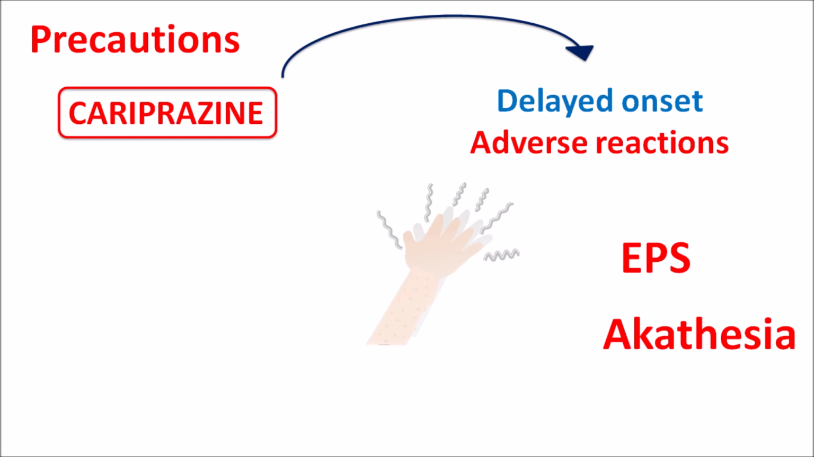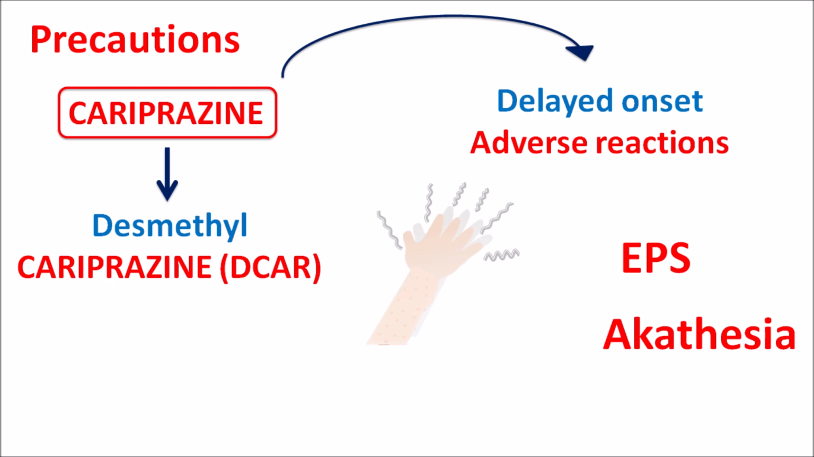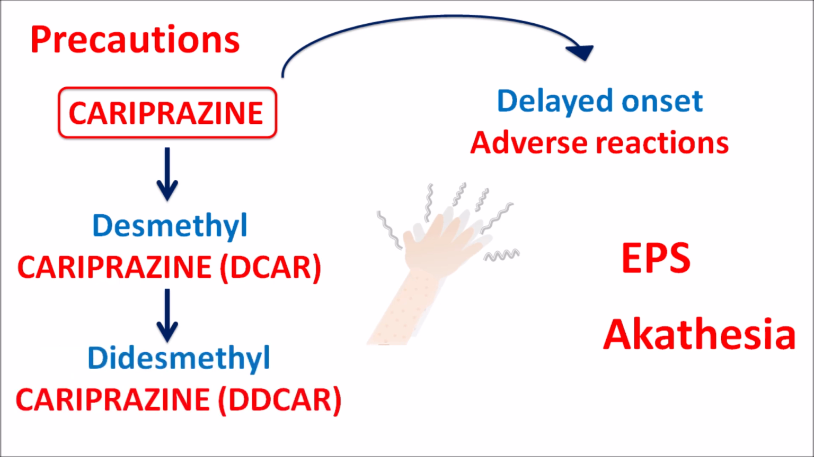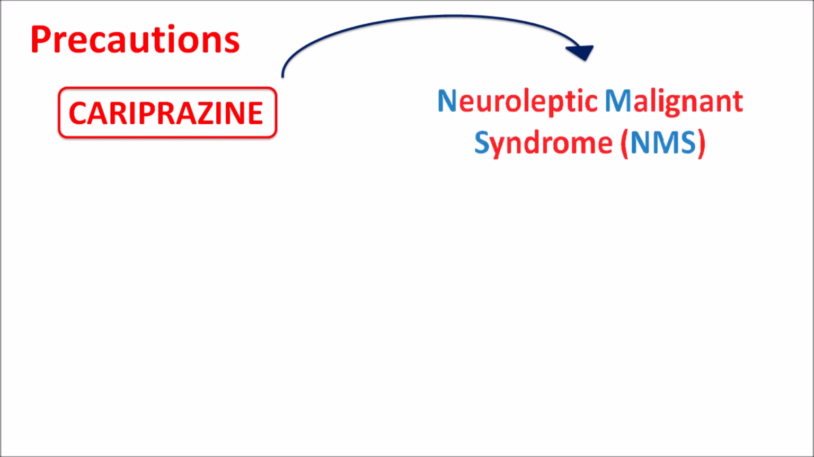So, cariprazine can undergo dealkylation to produce des-methylcariprazine, which is simply known as DCAR. And another methyl group can be removed such that it can produce di-des-methylcariprazine. These metabolites can produce some delayed onset adverse reactions such as extrapyramidal side effects, resulting in motor disturbances. So, care should be taken on chronic use of cariprazine, and any development of extrapyramidal side effects should be closely monitored. Similarly, this drug can precipitate neuroleptic malignant syndrome.